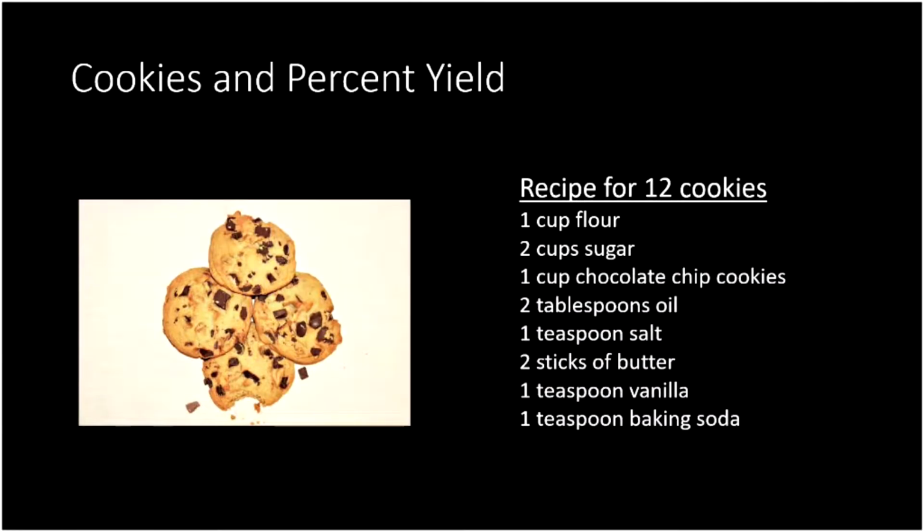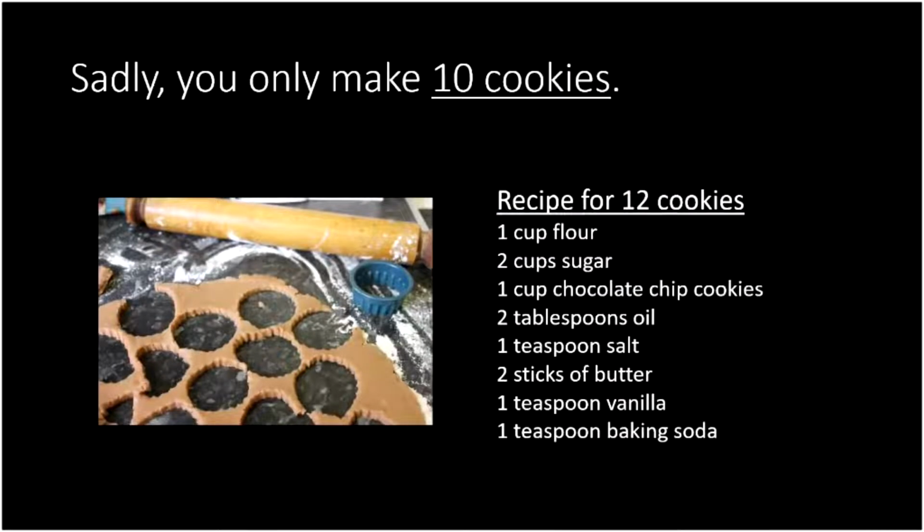Here's my recipe for 12 delicious cookies. If I go into the pantry and I have a cup of flour, 2 cups of sugar, 1 cup of chocolate chips, and all the other ingredients that I need, I should be able to make 12 cookies. But the sad fact is we know that we don't always get out what we should. And in this case, say I go into the kitchen and I only get out 10 cookies. Sad. I lost cookie dough for all sorts of reasons. Maybe I left some behind on the cutting board, but I only got 10 out.